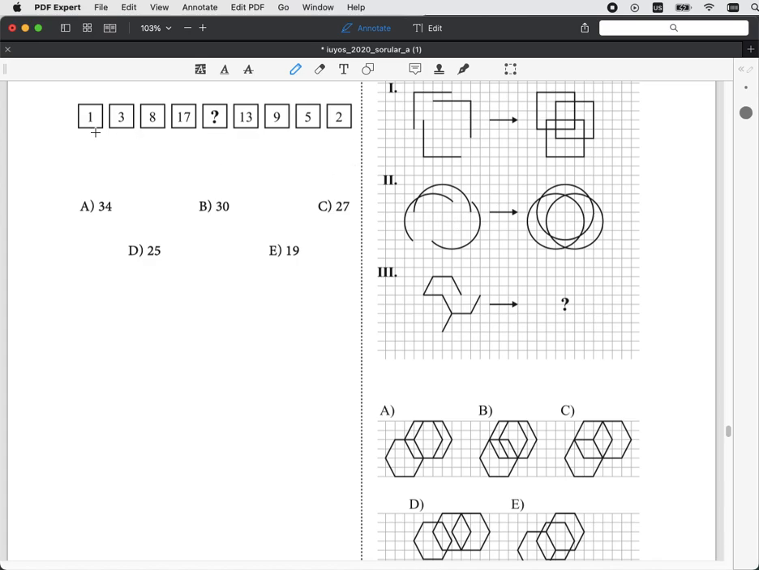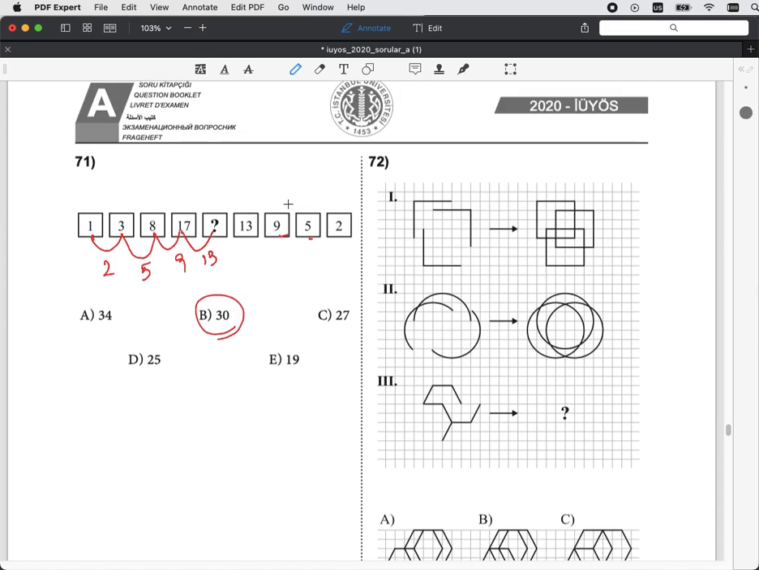Okay. The difference of 1 and 3 is 2. This one is 5. This is 9. See? This is the same as here. 2, 5, and 9. Okay, then the difference should be 13. And the answer is 17 plus 13 is 30. B.